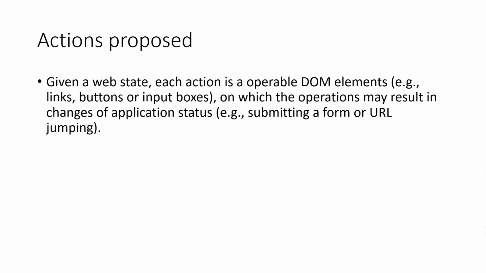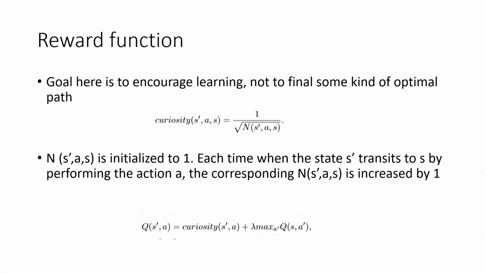So for the actions, what they propose is that each action is an operable DOM element, such as a link, button or input box, in which the operation may result in changes of the application status, like submitting a form or URL jumping or whatever. And so the goal of the reward function here is to encourage exploration, not to find some kind of optimal path, like if you're playing a game and you want to get from A to B as fast as possible. So they suggested a curiosity-based reward function, which is given here.